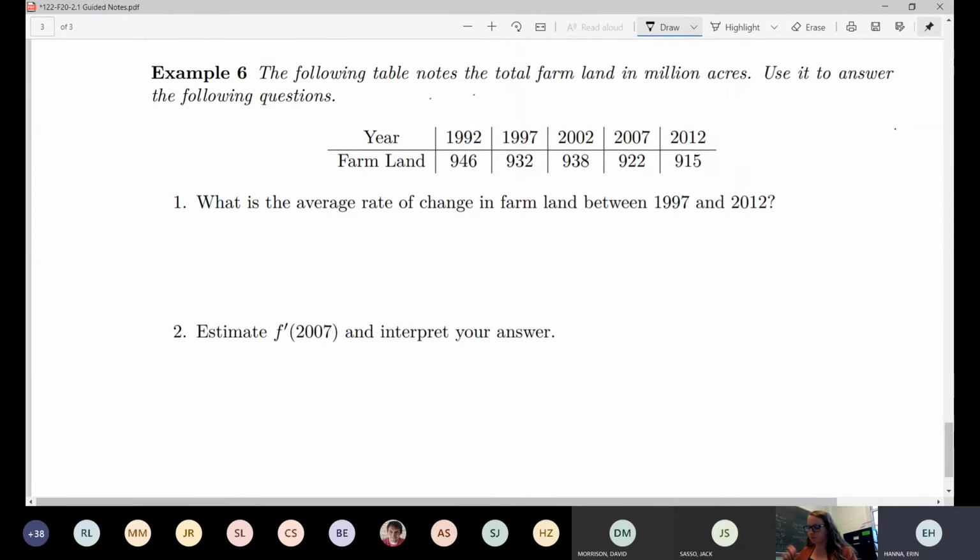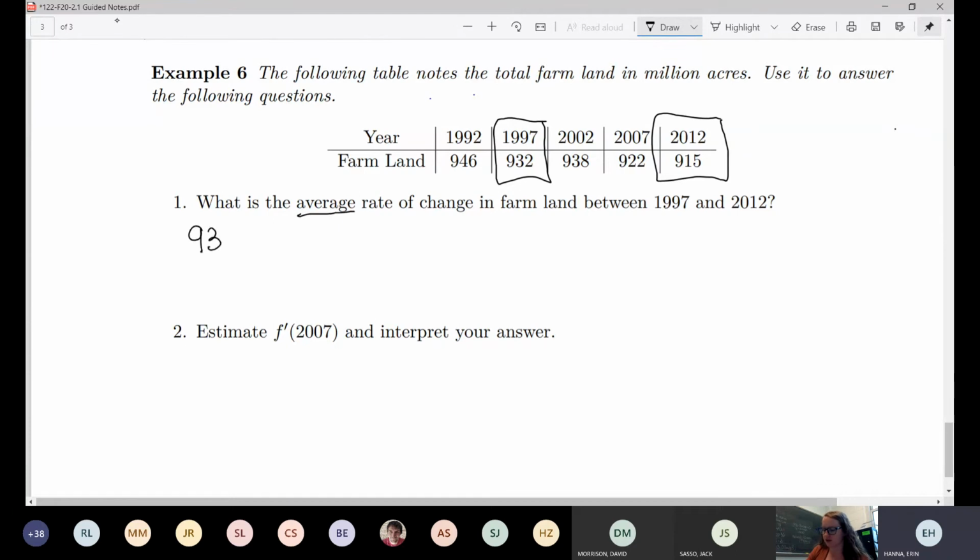Anyway, the following table notes the total farmland in millions of acres. Use it to answer the following questions. What is the average rate of change between 1997 and 2012? So 1997, 2012. Here we're just finding the average rate of change, so what we did back in chapter 1.